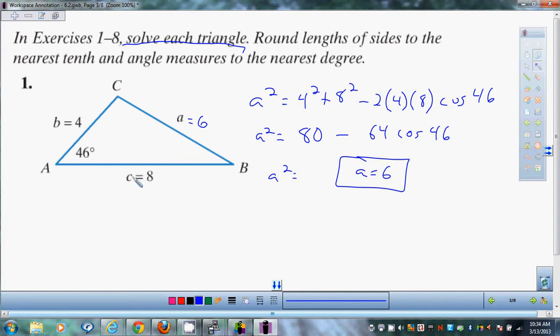Sine 46 over 6 equals sine of B over 4. Do your cross multiplying thing.